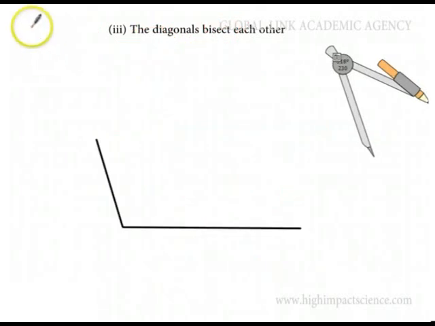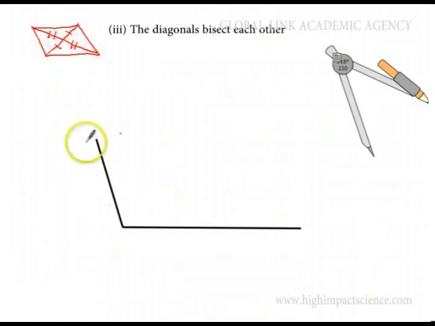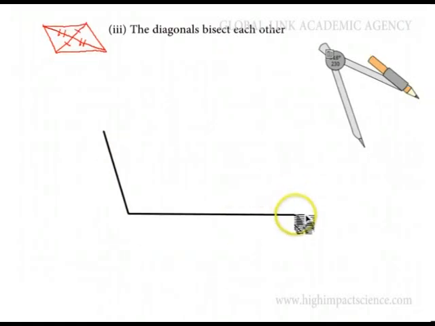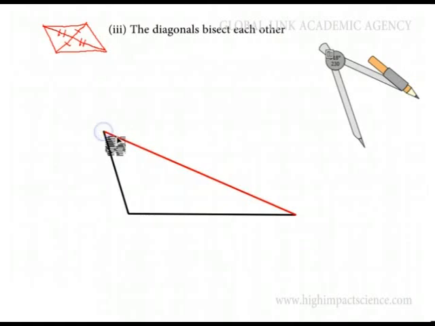The last method is based on the understanding that parallelograms have diagonals that intersect each other. Be careful though, the intersection is not perpendicular. Start with the two sides. That's one diagonal. The other diagonal will come through here and bisect this one. So I need to know the midpoint of this diagonal.